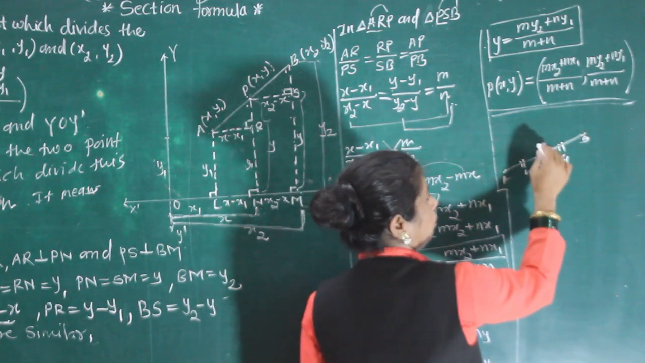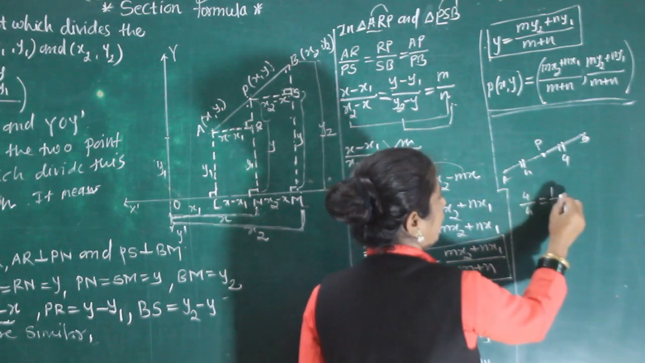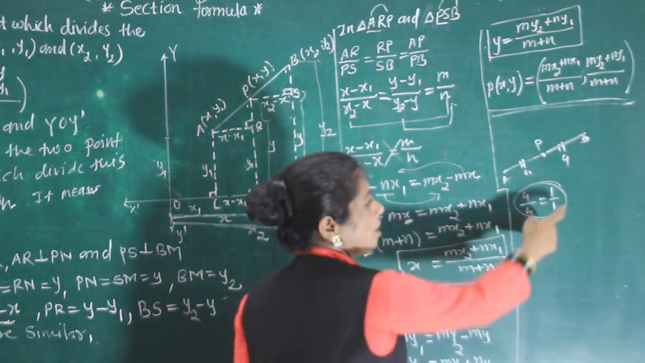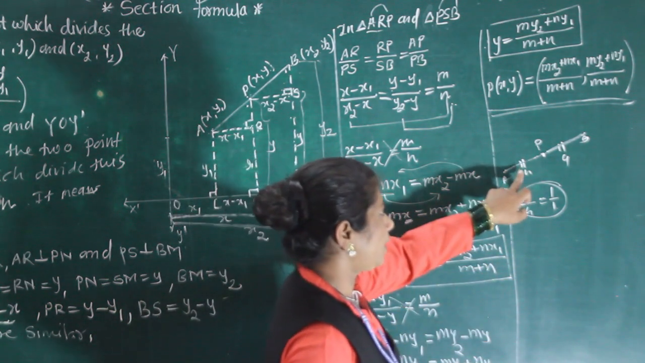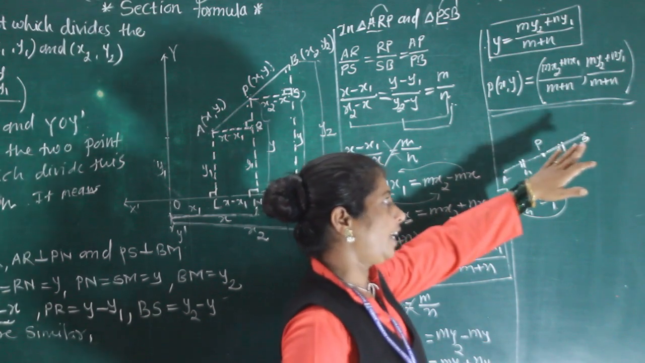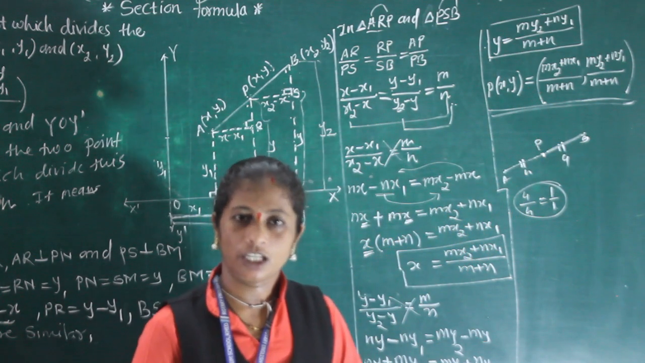So what is the ratio of AB by BD? 4 by 4 means what? 1 by 1. So the ratio will come 1 by 1, right? So when the midpoint formula is there, then what is the n value? The n value will come 1, means we have to take the 1 is to 1 ratio, right?